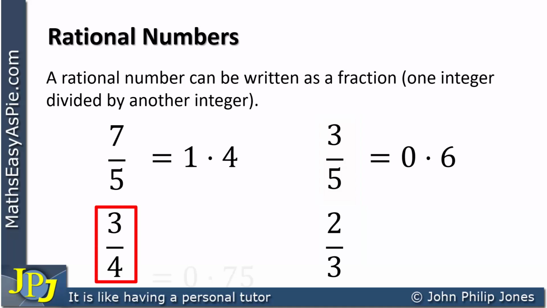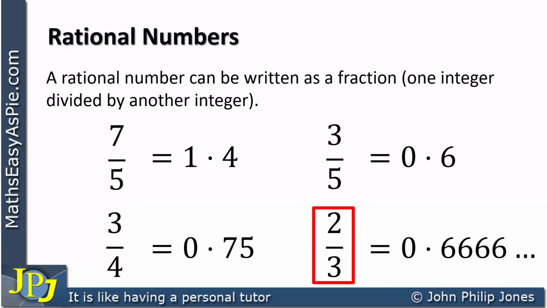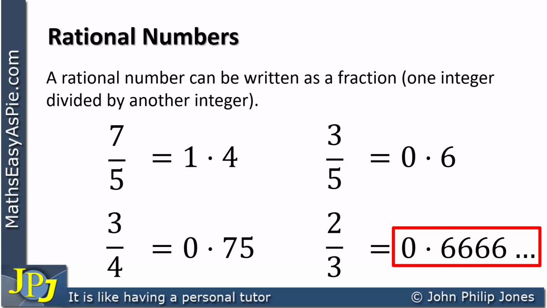Look at 3/4. Well, that is equal to 0.75, and 0.75 is a rational number because I can express this as 3/4 if I so wish. If I look at 2/3, well, that is equal to 0.6666, and these 3 dots means you carry on adding 6s. The more 6s you add, the closer to 2/3 you get. But the point is, this is nevertheless a rational number.